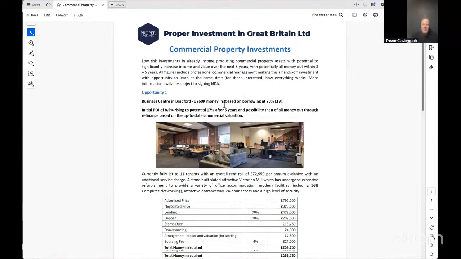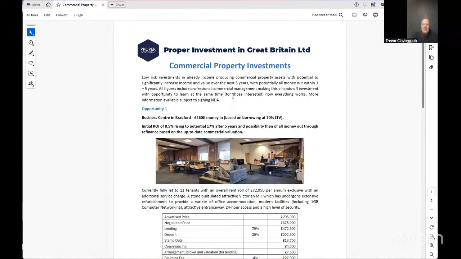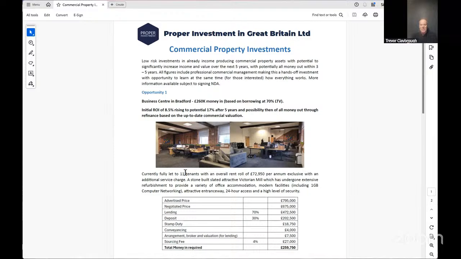So what we've got here is in Bradford. It's quite close to the city centre of Bradford. It's an old mill. Obviously, there's lots of old mills in that area that have been converted, and here it's actually serviced office space. It's currently fully let, with 11 tenants in there. Potential to increase some of the rents and optimize some of the leases.